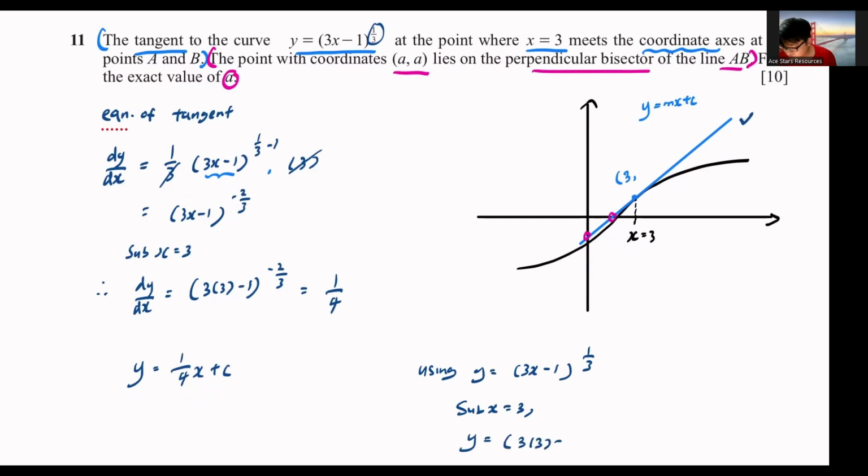3 minus 1, 1 over 3. So that's going to be 8 to the power of 1 over 3. So the cube root of 8 is going to be 2. So (3, 2) is the coordinate that you need to find your c.